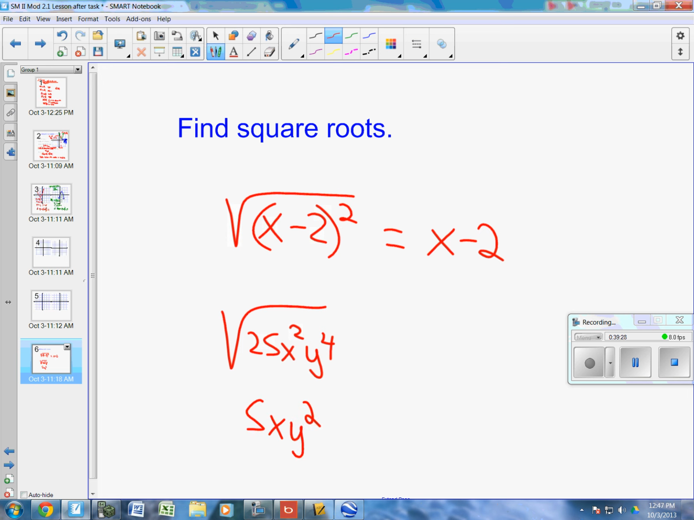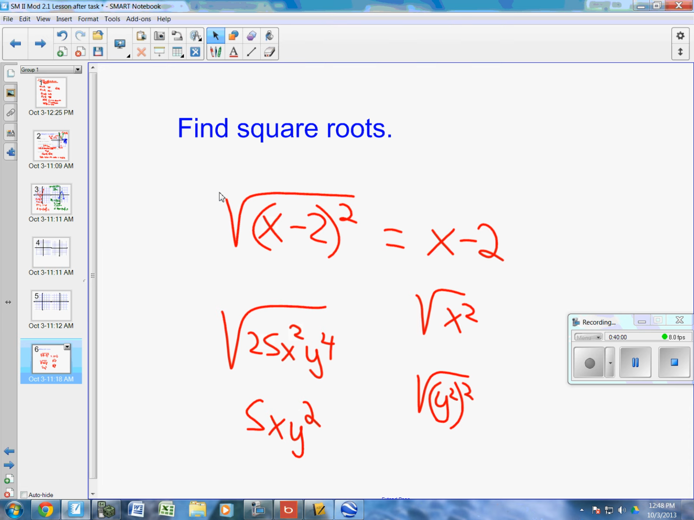Because the square root of 25 is 5. If you take the square root of x squared, it just becomes x. Why? Because the square root of x squared, the square root is undoing the square, right? And the square root of y to the 4th can be written as y squared squared, right? So you take the square root of y squared squared, you take off that first square. They undo each other, so you'll leave with y squared. Got it? Okay, you guys are ready for your assignment.